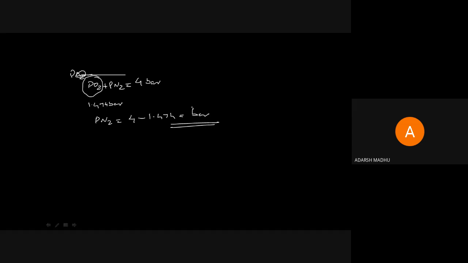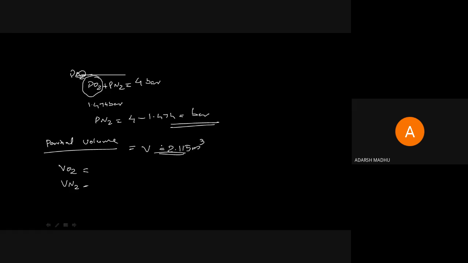So then last one, that is partial volume. The partial volume can be found out by using the total volume. We have total volume as 2.115 meter cube, right? So here you want to find out the volume of oxygen and volume of nitrogen.